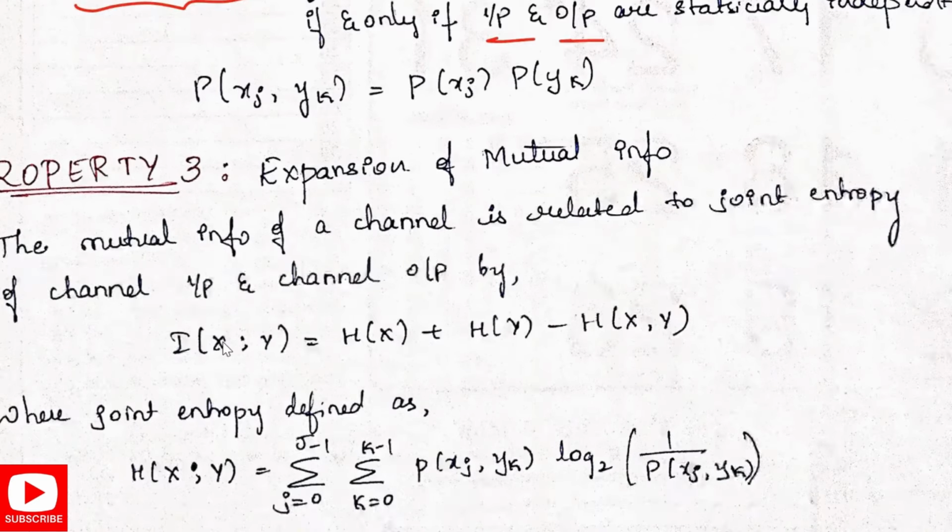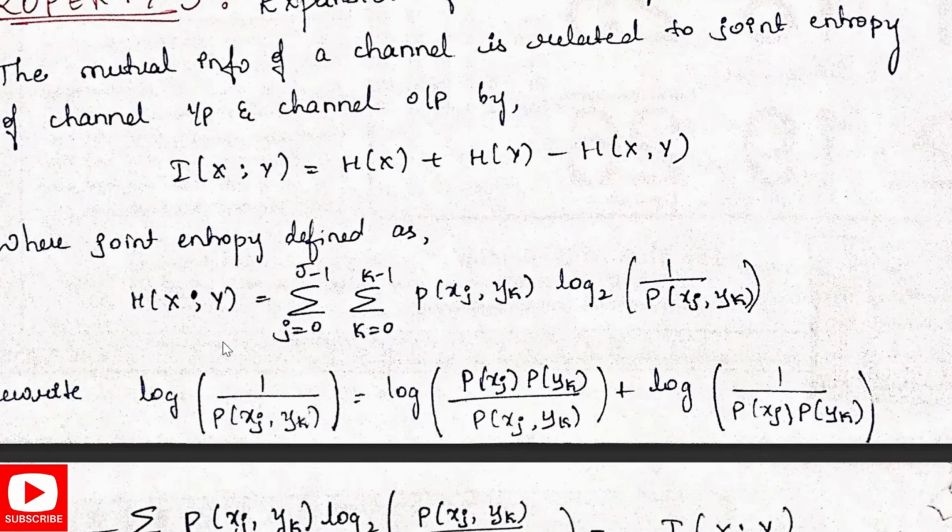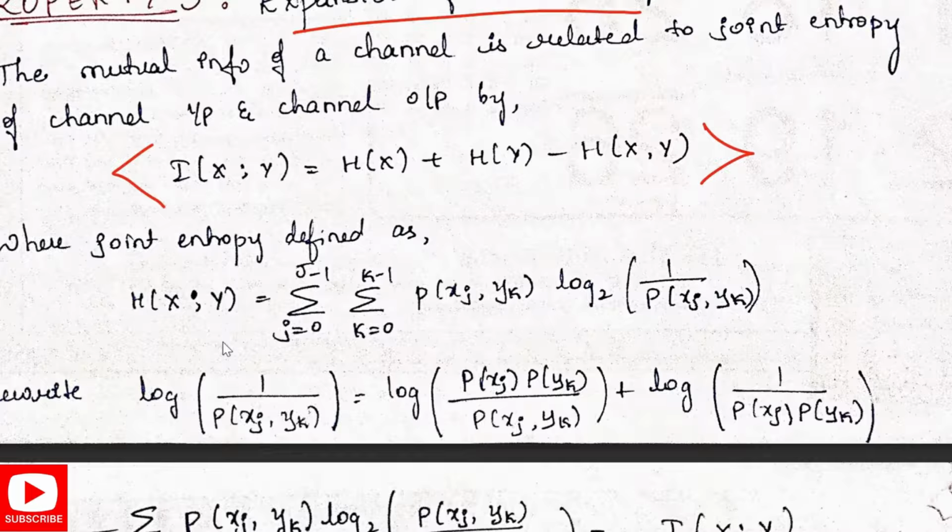The next property is the expansion of mutual information. Mutual information is related to the joint entropy of the channel input and the channel output by this formula. I of x comma y is equal to H of x plus H of y minus H of x comma y. Here the joint entropy can be written like this with two summations and this formula. We rewrite this using the log function, that is log of 1 by p of xj comma yk, that can be separated and written like this.